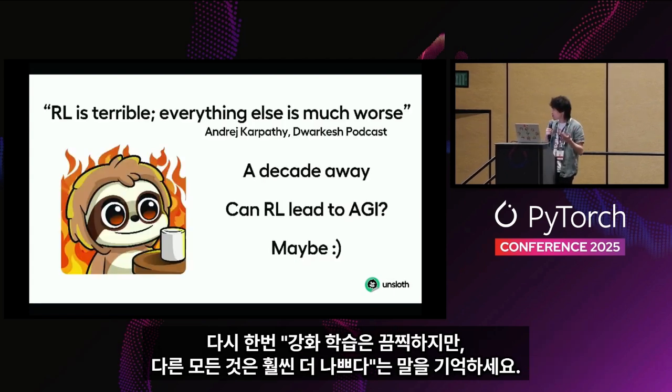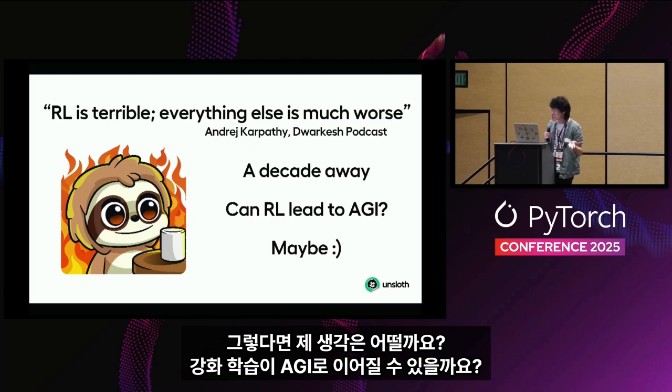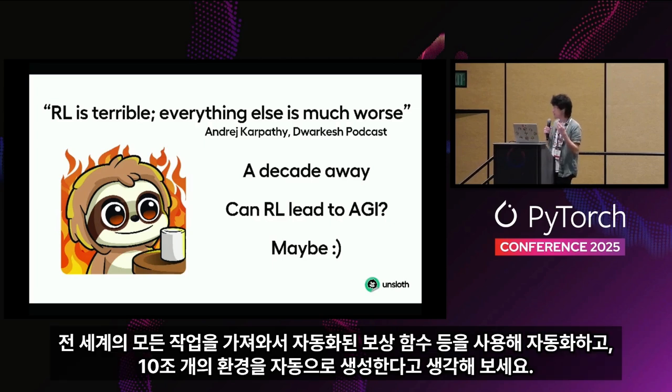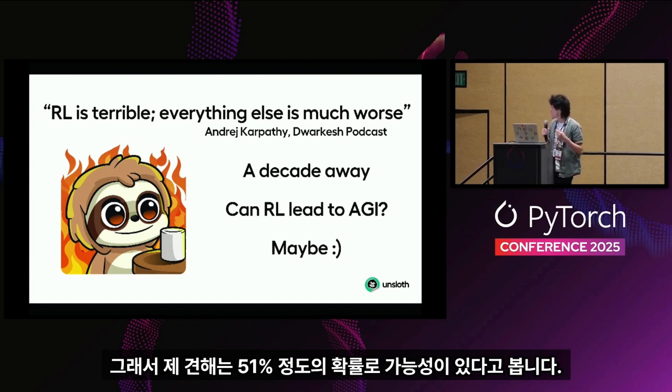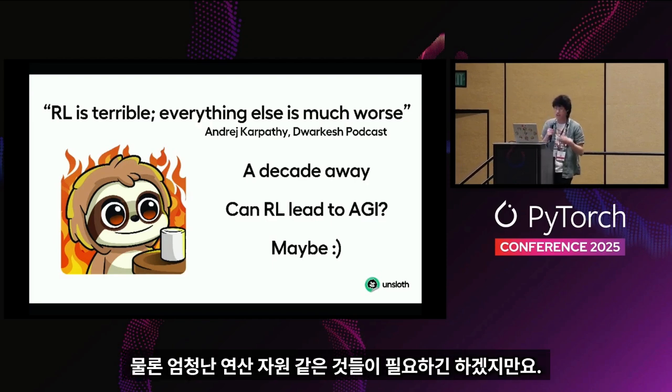And so again, remember the quote, RL is terrible, but everything else is much worse. Andre also said that useful agents are kind of a decade away. And my view on whether RL can lead to AGI, most likely at this current stage, is a maybe. It's possible, right? It's possible if you think about getting all the tasks in the entire world, and then somehow automating them using automatic reward functions, generating 10 trillion environments automatically. In theory, it could somehow be AGI. So my view is maybe. I'm more like 51%, so it's not 49%. I'm more than 50% sure it's possible. It's just that you do need a lot of compute and stuff like this.